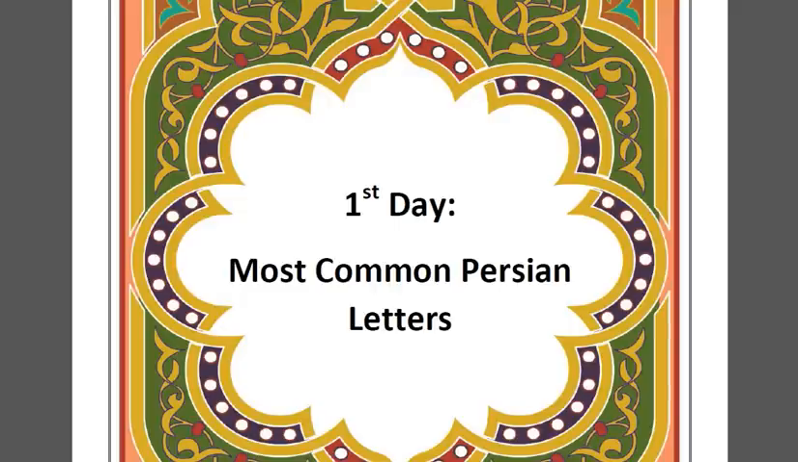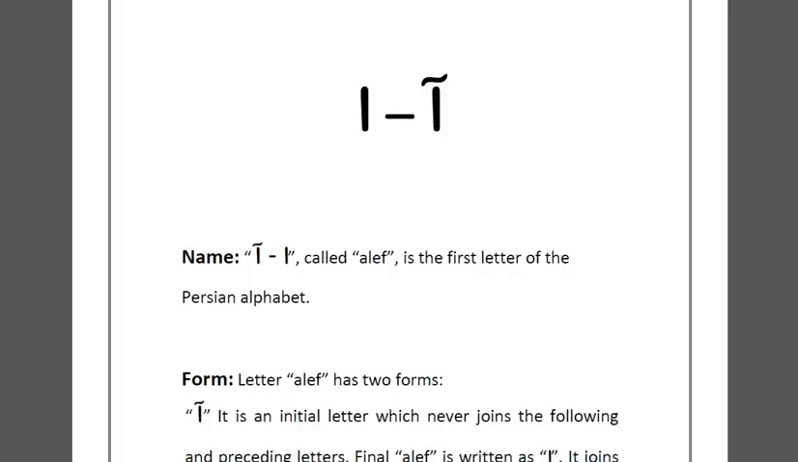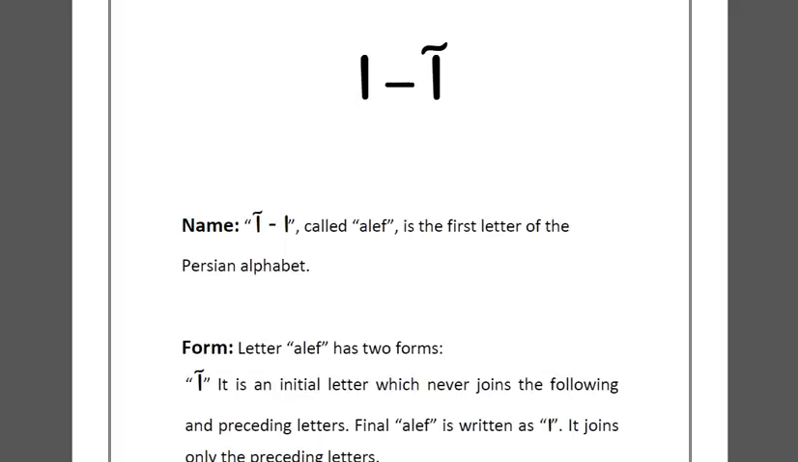So let's get started from the first letter. The first letter is called Aleph. Aleph is the name of the letter, but it has 4 different sounds and it has 2 forms.